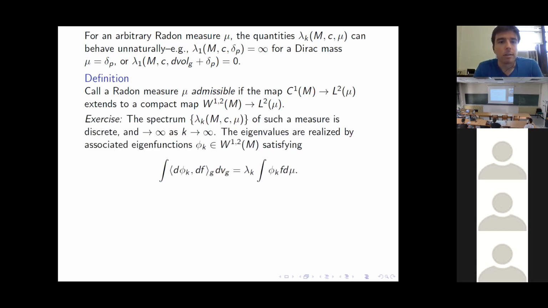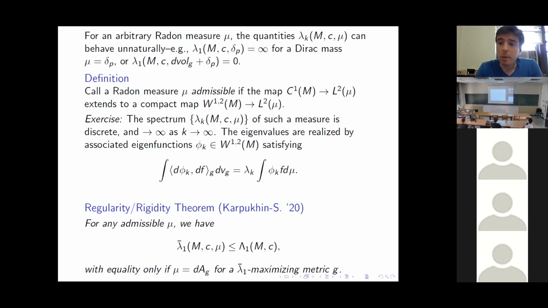Okay, and it's an elementary exercise in functional analysis that the spectrum of such a measure is what we would expect from the Laplacian spectrum, or a spectrum of a nice pseudo-differential operator. So it's going to be non-negative and discrete. It's going to go to infinity as k goes to infinity. And moreover, the eigenvalues are realized by eigenfunctions. This is what it means to be an eigenfunction for these measures. So these are the natural measures for which we really expect something that behaves like the Laplacian spectrum.